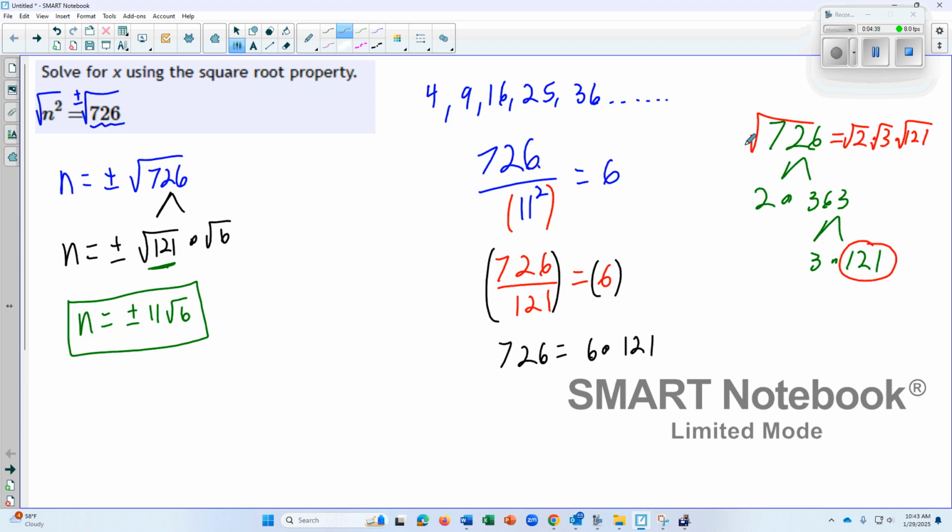So hopefully that didn't confuse you too much, but these larger numbers will be few and far between. We're not going to have to deal with that too often. And typically our perfect square will be within one of these smaller numbers here. So this was kind of an outlier.